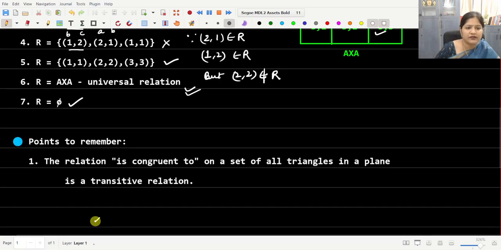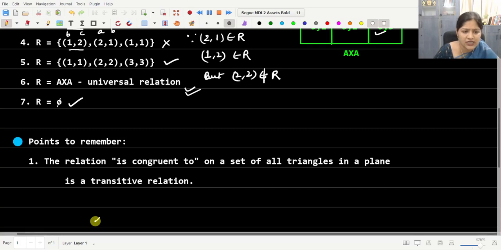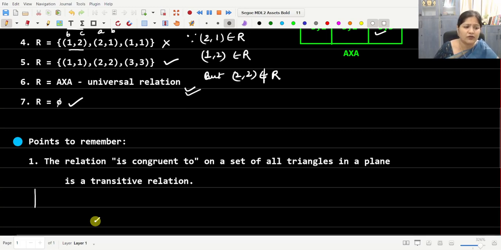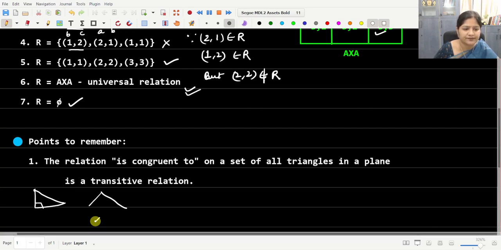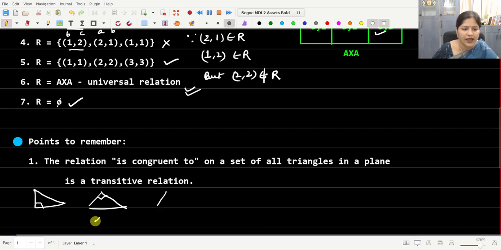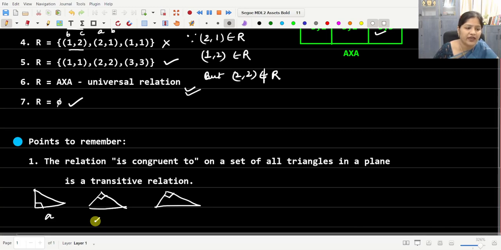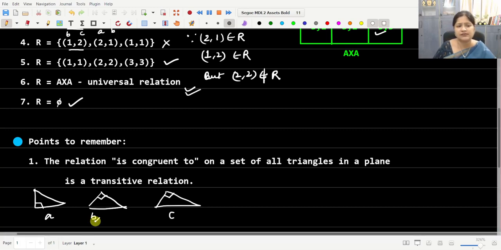Now, points to remember, we have only one point over here. The relation 'is congruent to' on the set of all triangles in a plane is a transitive relation. It is very simple. Let us say we have one triangle like this, another triangle like this, and another triangle. All these three are right angle triangles. If A is congruent to B and B is congruent to C, then obviously A will be congruent to C. It is as simple as that. Therefore, this particular relation, congruent to, is a transitive relation, correct?